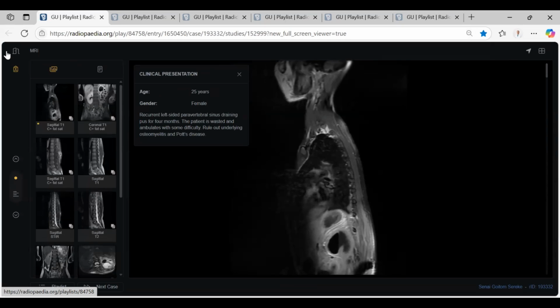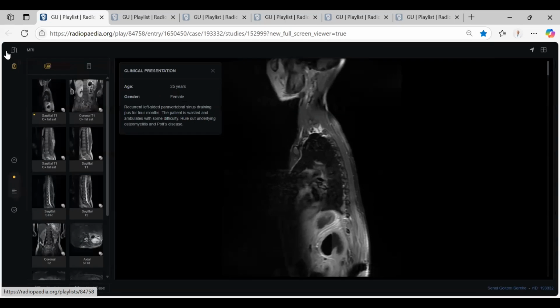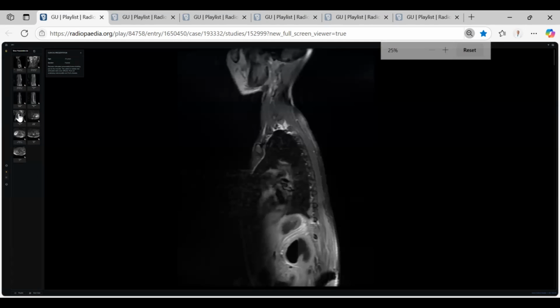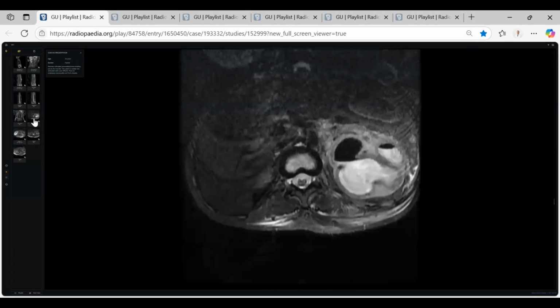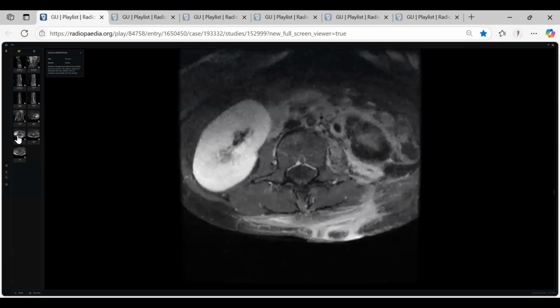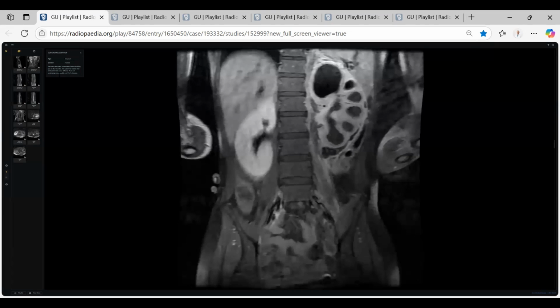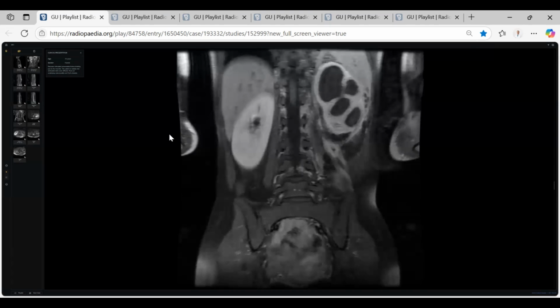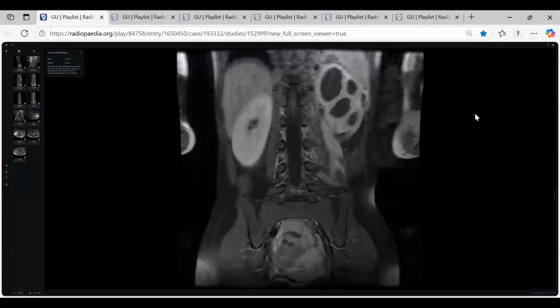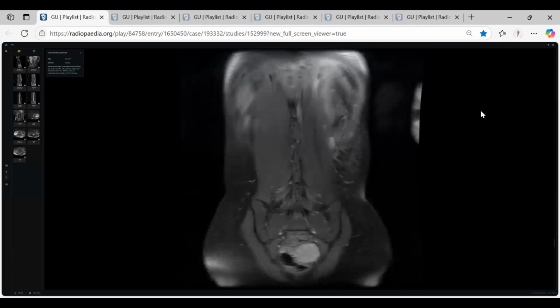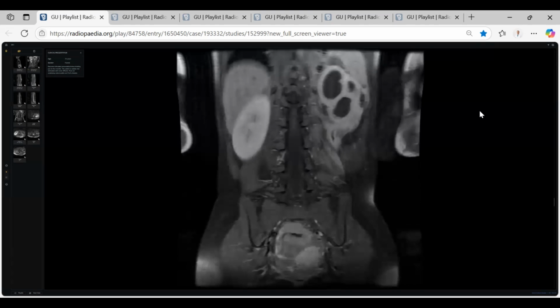A 25-year-old female patient presented with recurrent left-sided flank pain. Go on. You should start with 'I am provided with the...' Okay, go on. I'm provided with the multi-planar, multi-sequence MRI of the abdomen and pelvis for striking abnormality.